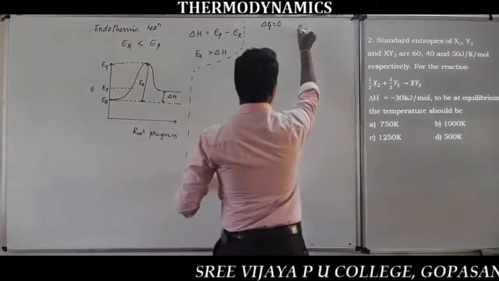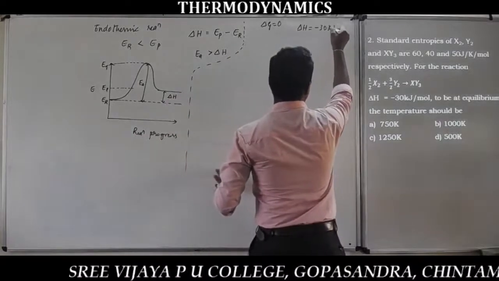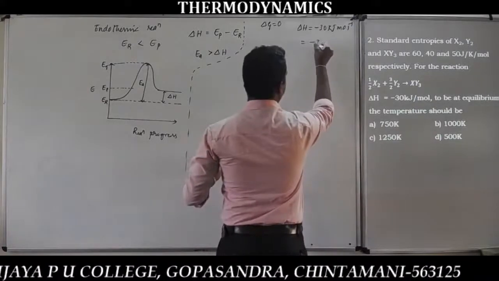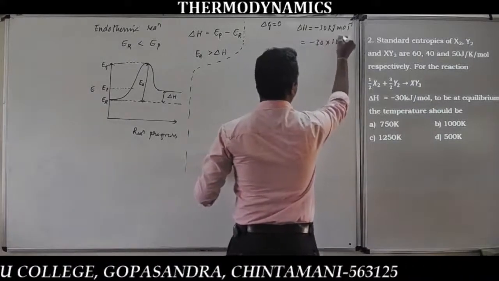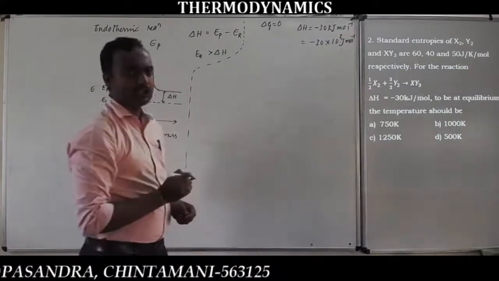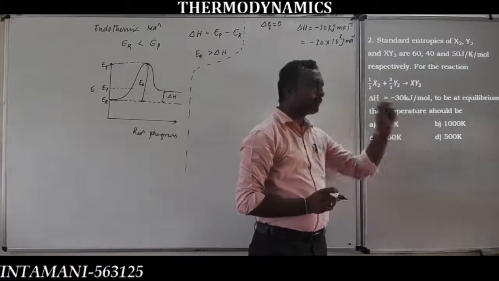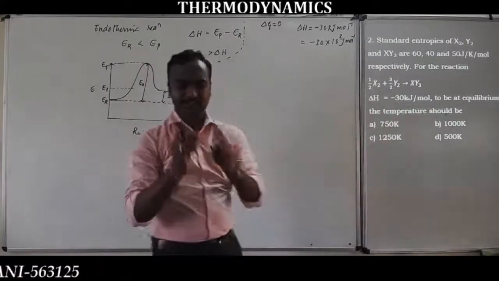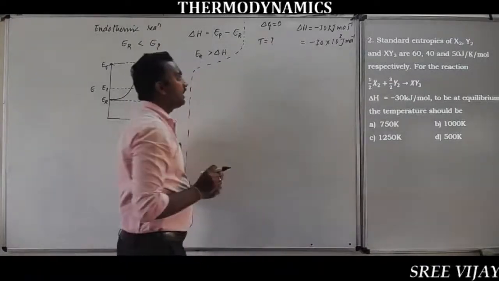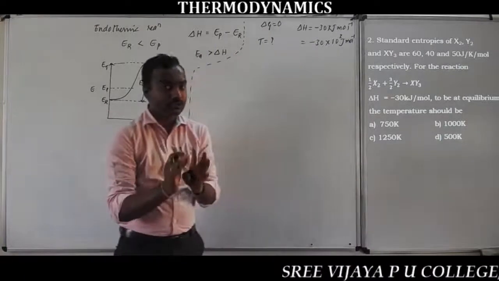So the delta H value is equal to minus 30 kilojoule per mole, which can be taken as minus 30 into 10 power 3 joule per mole. That is the delta H value. They are asking at what temperature it will be at equilibrium. That is, we have to calculate the temperature. So delta G is 0, and the delta H value is known. We have to find out the temperature.